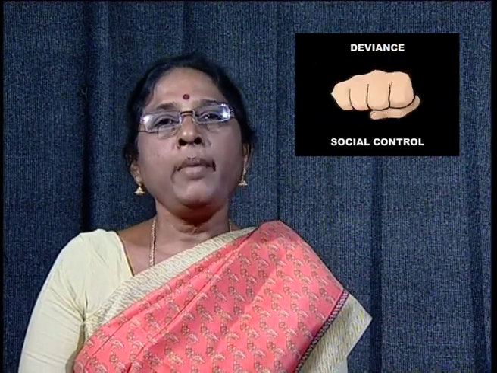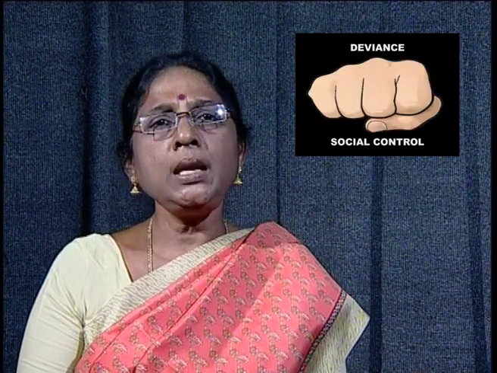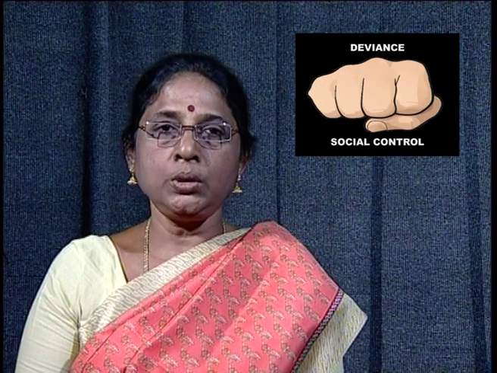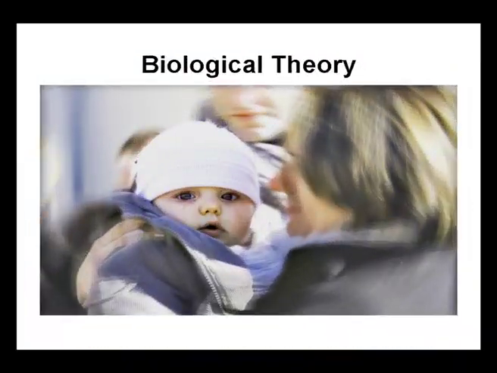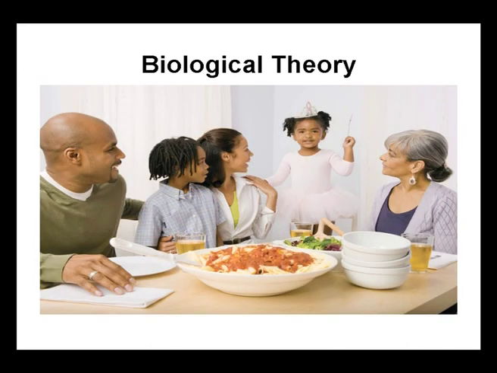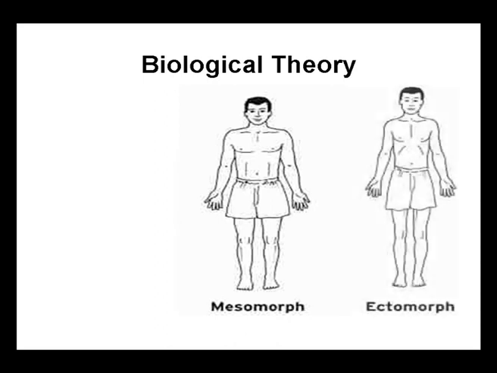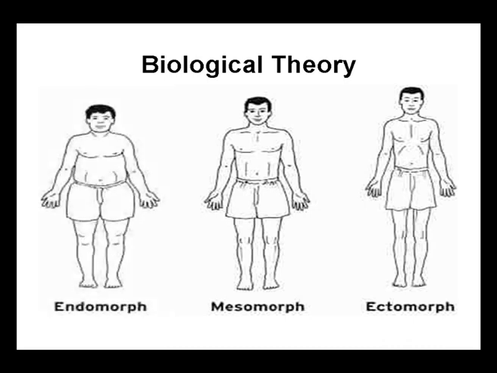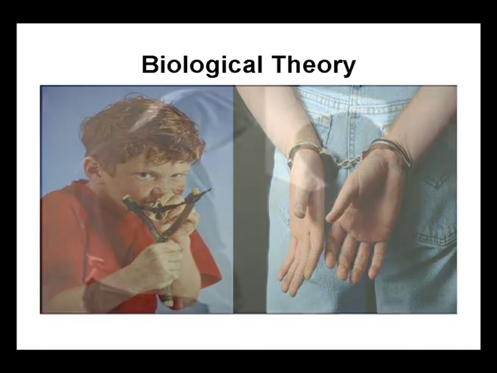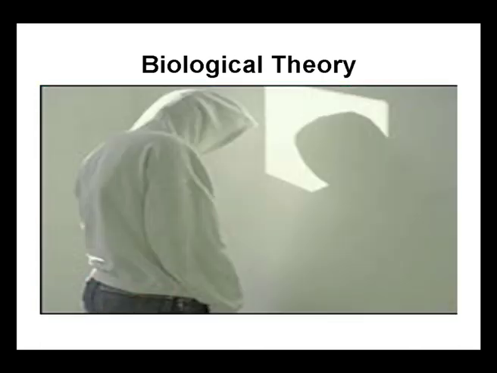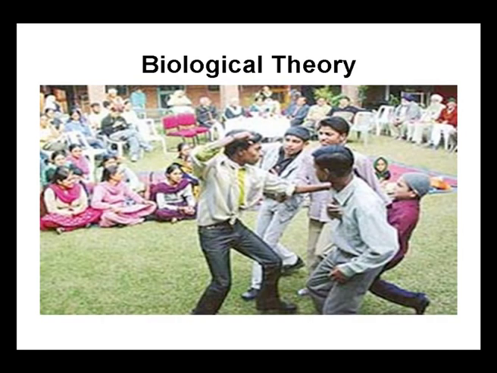First, I will explain to you biological theory. Biological theory focuses on innate qualities within individuals as the source of crime and deviance. It distinguishes three main types of human physique, namely mesomorphs, which is characterized by muscular and active type of individuals. Secondly, ectomorphs who have thin physique, and thirdly, endomorphs who are fleshy people. Among these types, the mesomorphs are more aggressive and therefore are more likely to become delinquents according to this theory.